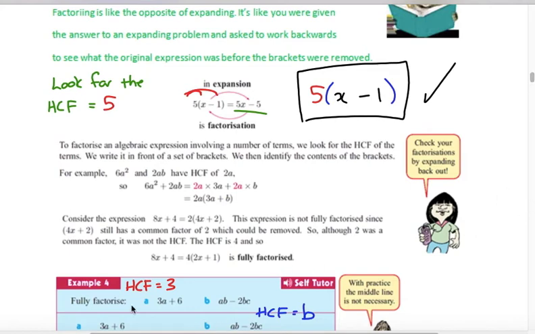Here's another expression to fully factorize: 3a plus 6. Try to think what's the highest common factor of 3a and 6. That's right, it's just 3, because there's no a here. So you can only take out 3. Then you would write 3, open up your brackets, and think what needs to be inside the brackets. So have a little pause and think.